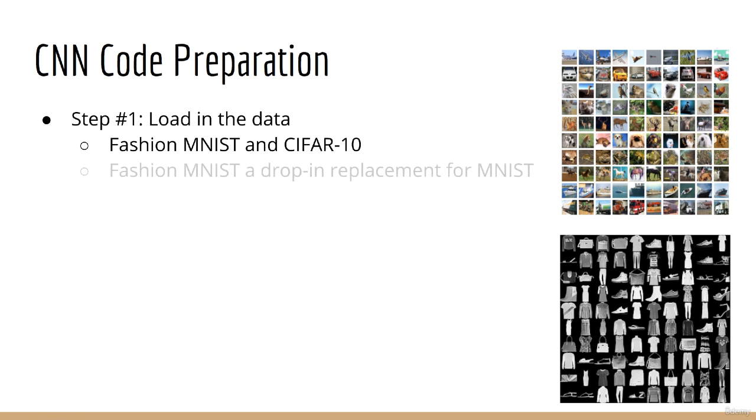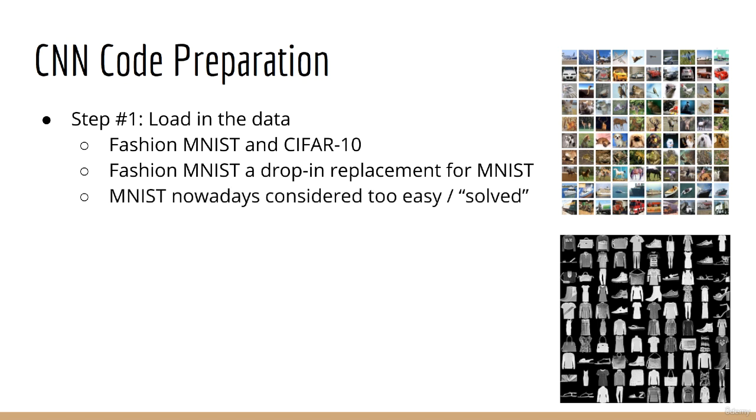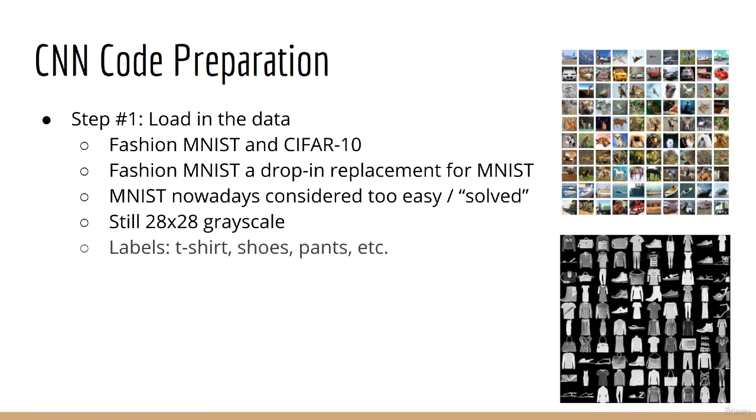Fashion MNIST was designed to be a drop-in replacement for the MNIST dataset, which today is considered to be too easy for modern machine learning algorithms. One might consider it to be a solved problem. Thus, Fashion MNIST was born, and it was designed to be a standard benchmark just like MNIST, but with the goalpost further ahead. Just like MNIST, it's a dataset of 28 by 28 grayscale images, and it even has the same number of samples. The difference is that instead of simply handwritten digits, we have images of different types of clothing. For example, t-shirts, shoes, pants, and so forth. Your job is to classify these images into the correct category.